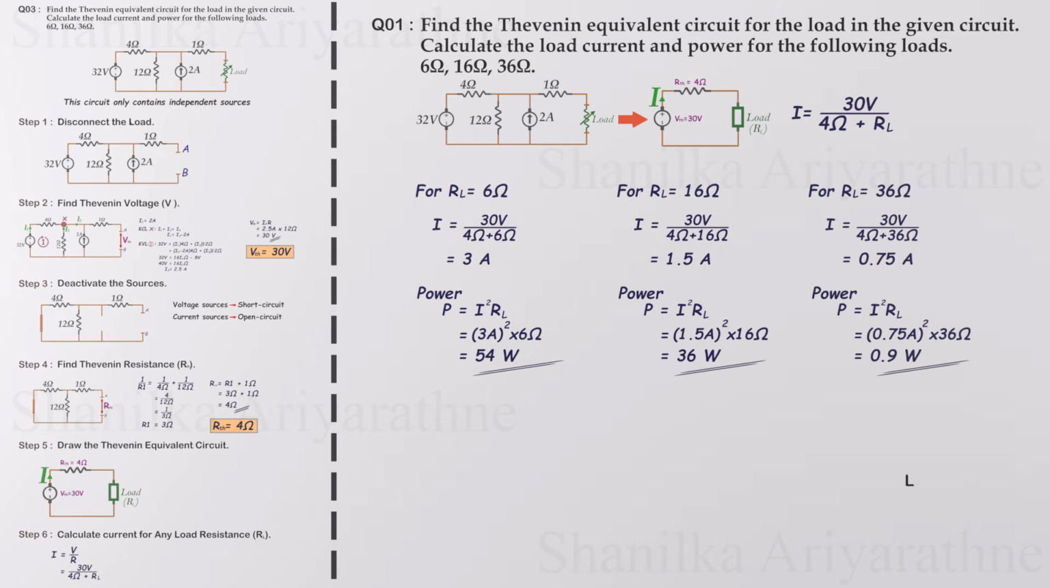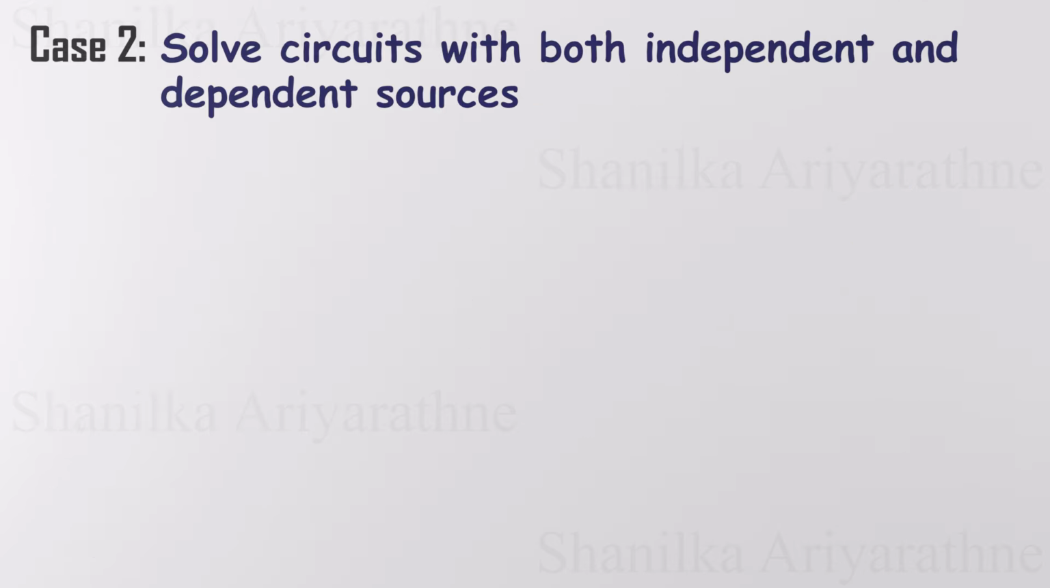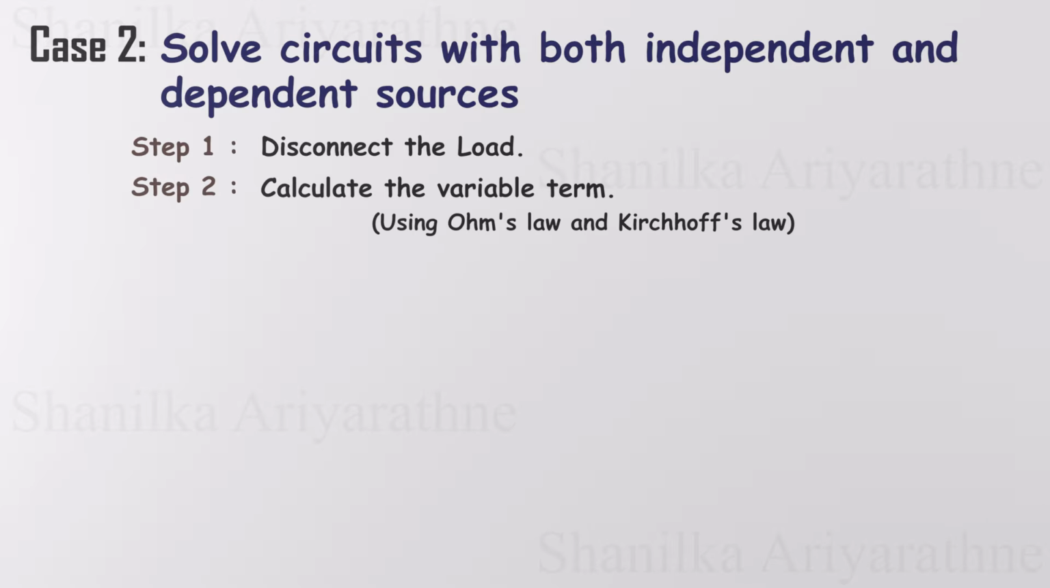Now let's talk about the second case. To solve circuits with both independent and dependent sources using Thevenin's theorem, follow these structured steps. First, remove the load resistor to isolate the circuit and focus on finding the Thevenin equivalent across the load terminals. Next, use Ohm's law and Kirchhoff's laws to calculate the variable controlling the dependent sources. This is important because dependent sources rely on other circuit parameters.